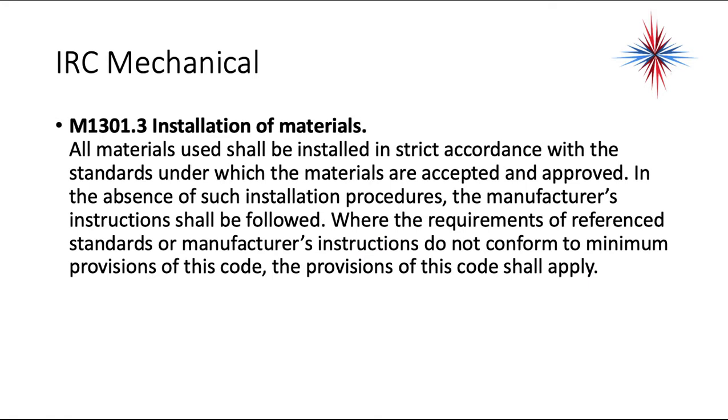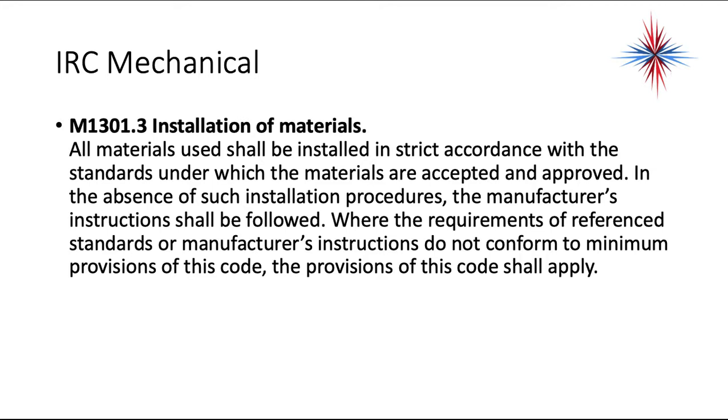All materials used shall be installed in strict accordance with the standards under which the materials are accepted and approved. In the absence of such installation procedures, the manufacturer's instructions shall be followed. Where the requirements of a reference standard or manufacturer's instruction do not conform to minimum provisions in this code, the provisions of this code shall apply. What this is basically saying is that you get manufacturer installation instructions and you have this code.